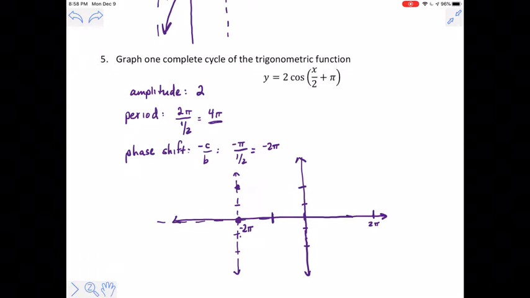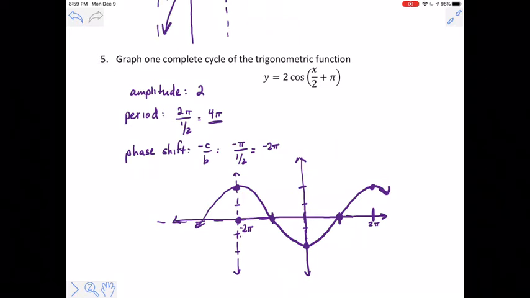One thing I forgot to do is, if this is the end of the period, then you have to identify the middle and then the quarter points. Okay, so cosine starts at the top of its amplitude, comes down to the midline, it's at the bottom of its amplitude, back at the midline, and then ends there at the top. So there's one complete cycle. Starting here and ending here, that would be the cycle there.